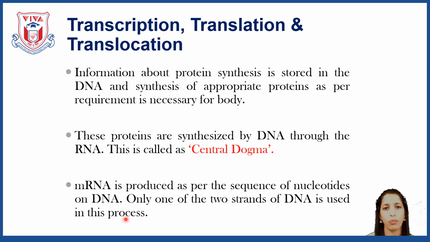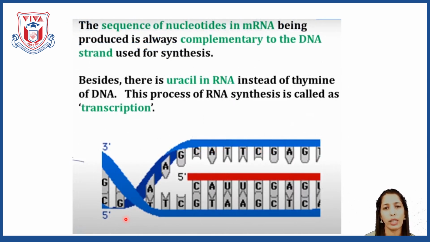Now, mRNA is formed in the nucleus of the cell. It forms the complementary sequence as coded in the DNA. So the sequence of nucleotides in the mRNA being produced is always complementary to the DNA strand used for the synthesis. Here you can see this DNA strand, which is a double helix structure. One of the strands is used. Accordingly, as per the purines and pyrimidines present on the DNA strand, the mRNA strand is formed using the complementary code to the DNA strand.